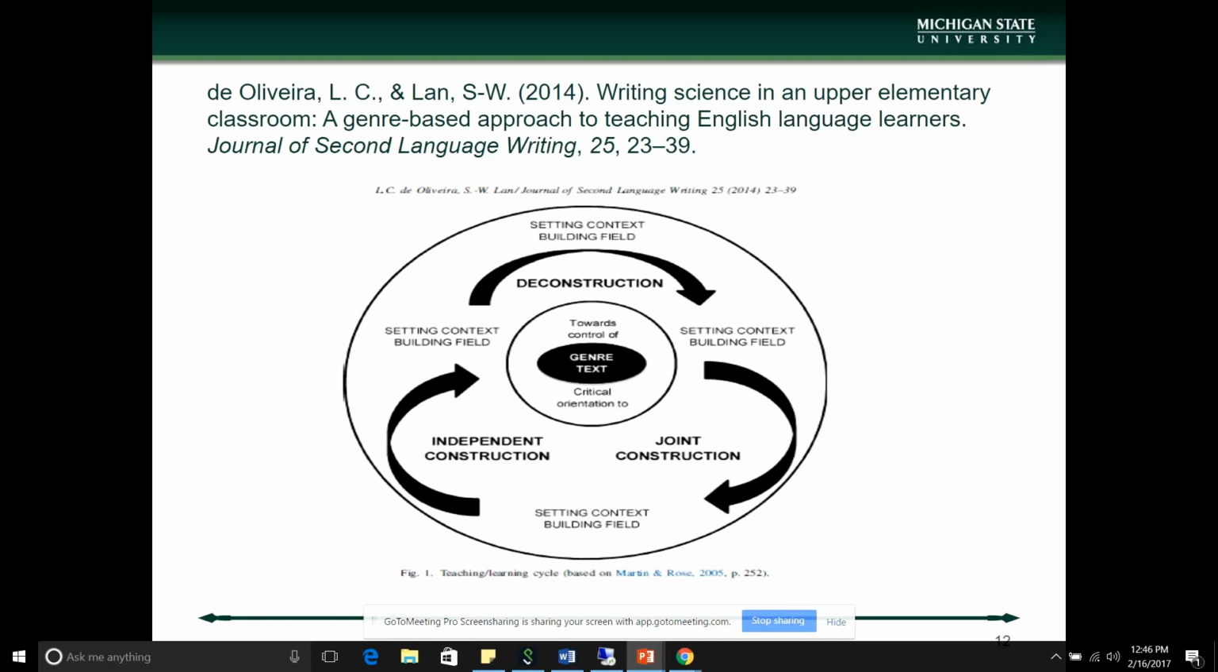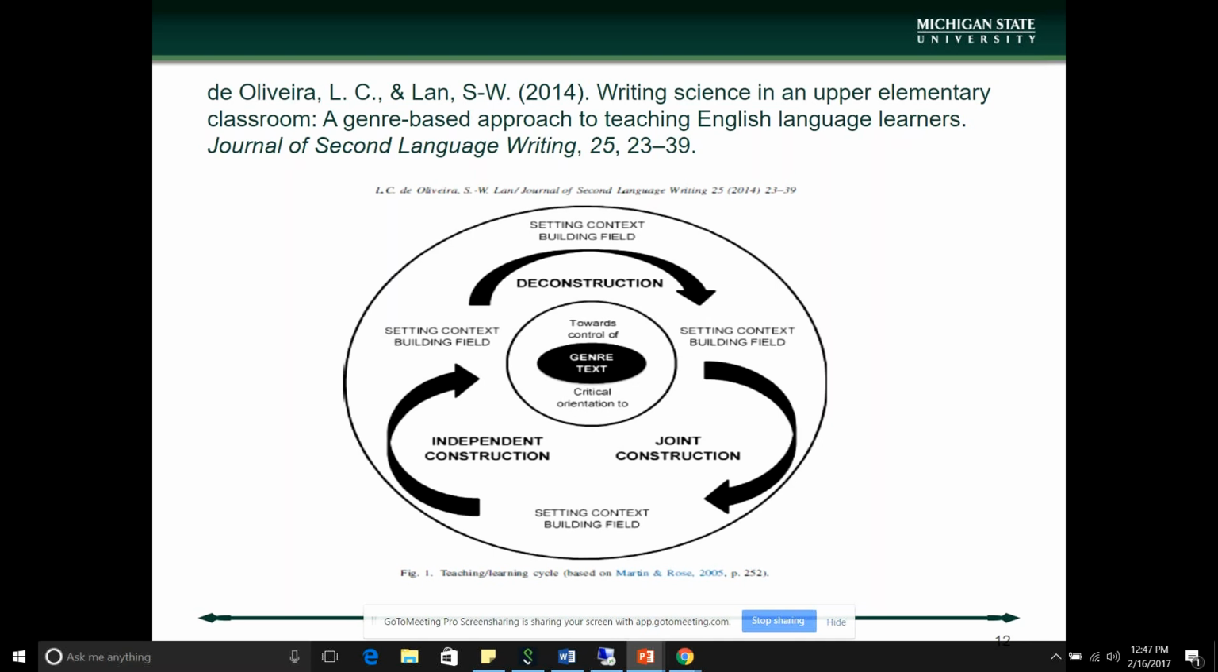Yeah, yeah. What exactly were the teachers doing? Was it similar to the De Oliveri and Lon study? Yeah, a little bit like that, except it was in an IEP setting, but it's definitely similar to Luciana's work.